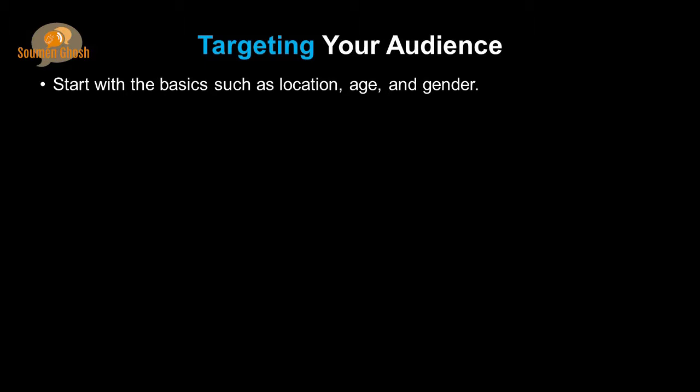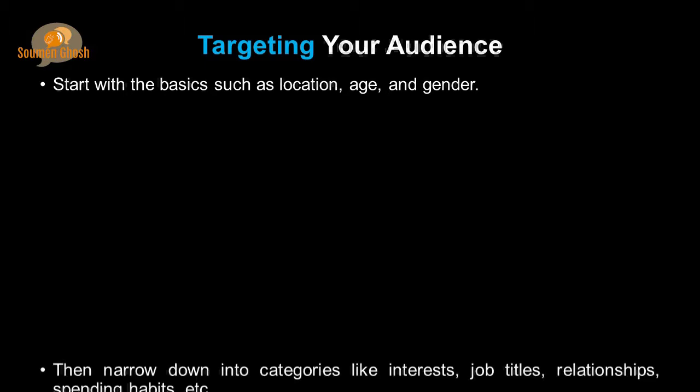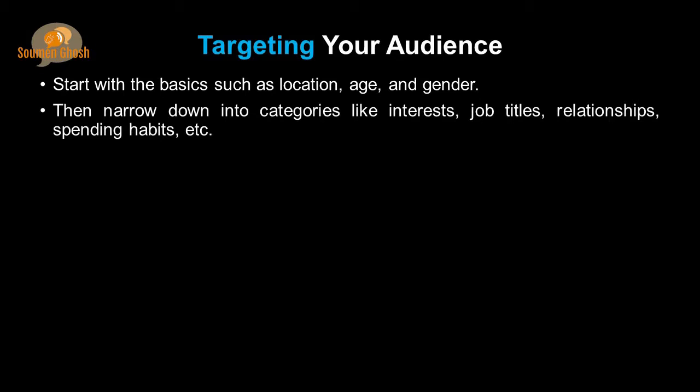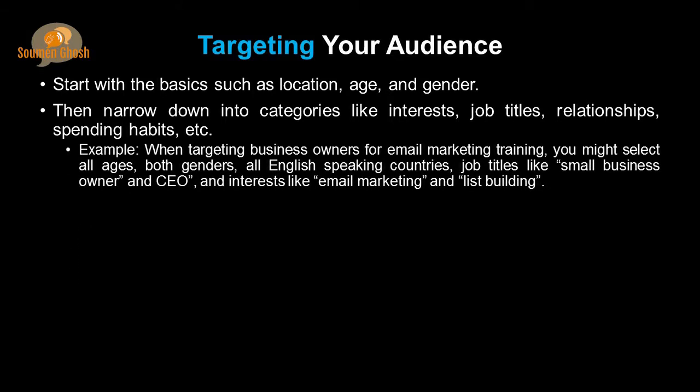Then you can narrow down even further by searching for certain job titles, interests, relationship statuses, whether they have children, their spending habits, and so on. For example, if you're targeting business owners to sell email marketing training to, then you could select all ages, both genders, all English-speaking countries, job titles like small business owner and CEO, and interests like email marketing and list building.